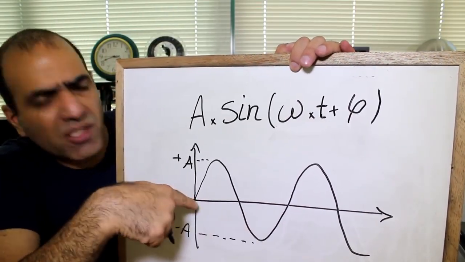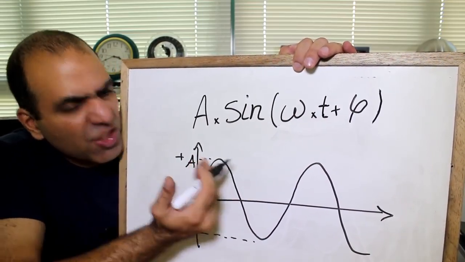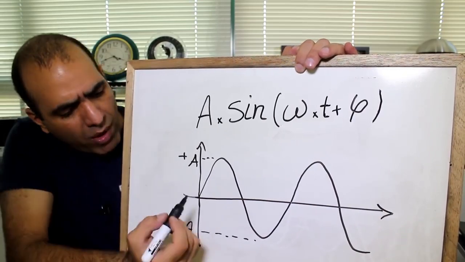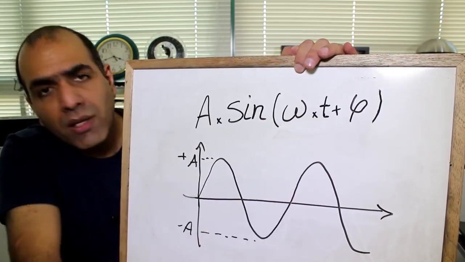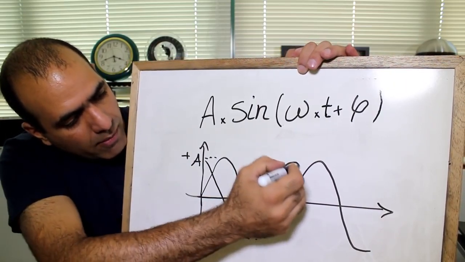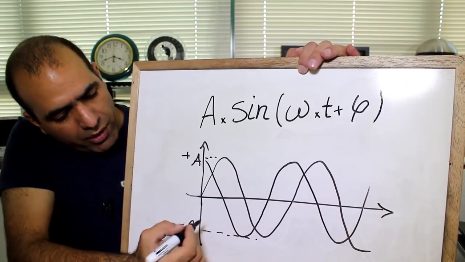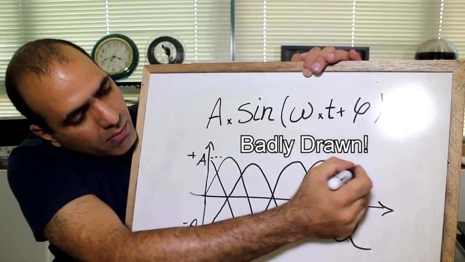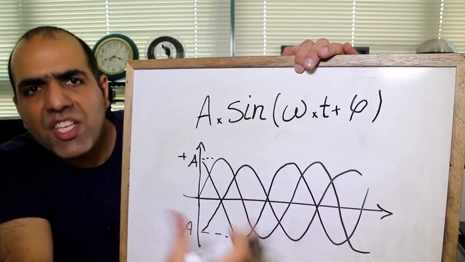Now phi is just a fixed angle we add here. Without phi, we always start at 0, but with phi, we can shift our waveform. For example, in case of three-phase line, we have one phase that starts at 0, the other one that's shifted 120 degrees like this, and the third one that's shifted minus 120 degrees like this. They also call phi phase shift.